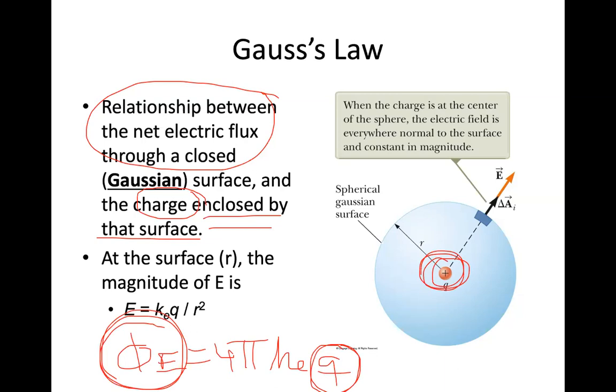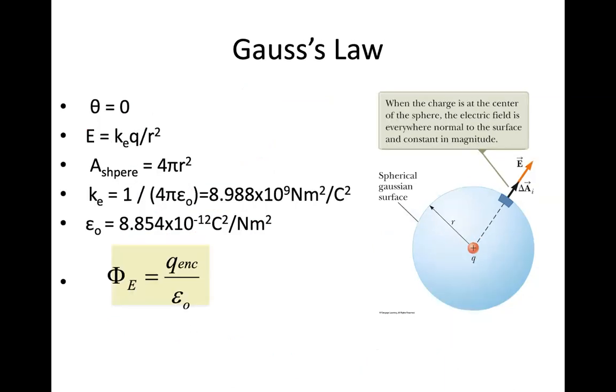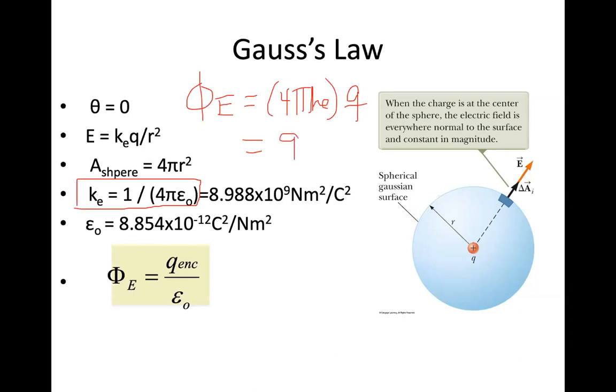Let's do one more thing. So from that equation, let's remember that Ke and epsilon naught are related. So we had 4 pi Ke times Q. Wait, 4 pi Ke, that's 1 over epsilon naught. This is Q over epsilon naught. The flux is also Q over epsilon naught.